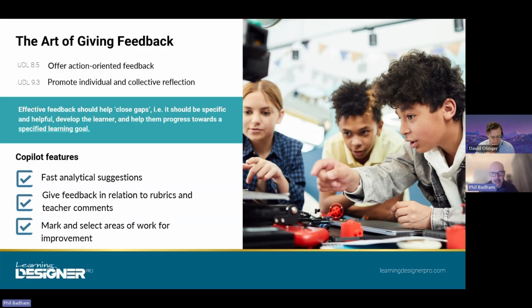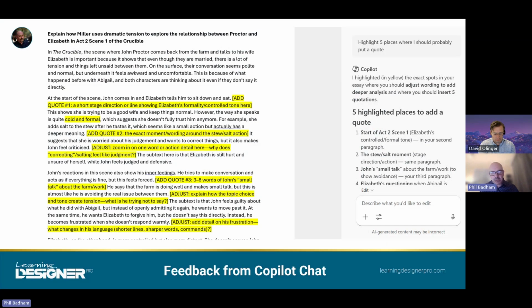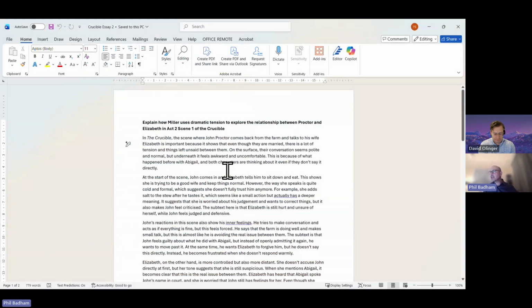So what I'm going to do is just demo what that might look like and how we might explore Copilot chat within Word. So let me just drop into Word now. And what you're looking at here is a very typical piece of writing. This is actually a piece of writing from a grade 5 student in Connecticut.